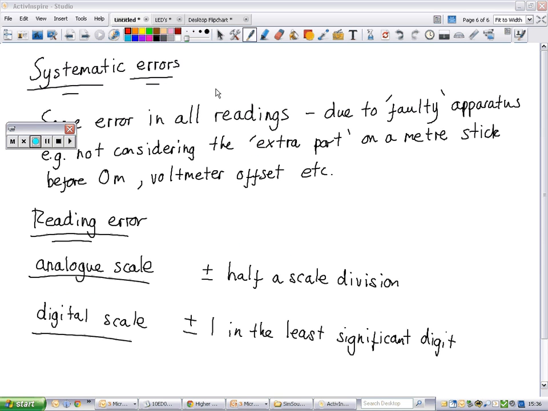Apart from random errors, there are a couple of other errors that we can be expected to consider. Systematic errors, that's basically some sort of error in the system, in the apparatus that you're using, that causes all values to be either too high or too low. That's not something we can account for like we can with the random errors, but it's something we need to know about. You've also got the reading errors, and that's just telling you how accurate you can be with your readings. Again, it's human error. Plus or minus half a scale division in an analog scale, and we have plus or minus 1 in the least significant digit for a digital scale.